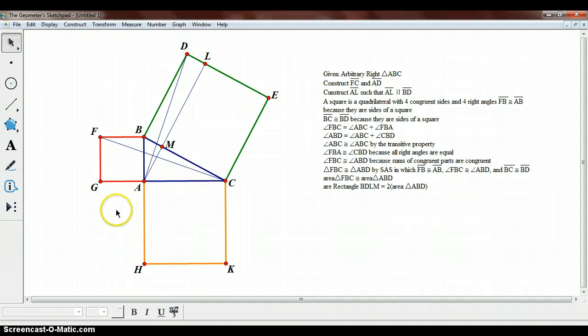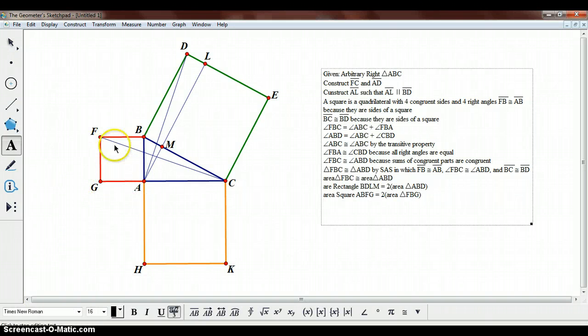Similarly, I would like to show that triangle FBC has area 1/2 of square BFGA. This is because they share the same base in FB and they share the same height in either segment BA or FG. Therefore, the area of triangle FBC will equal 1/2 the area of the square BFGA.